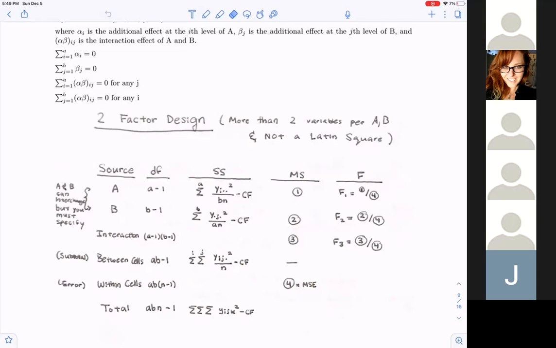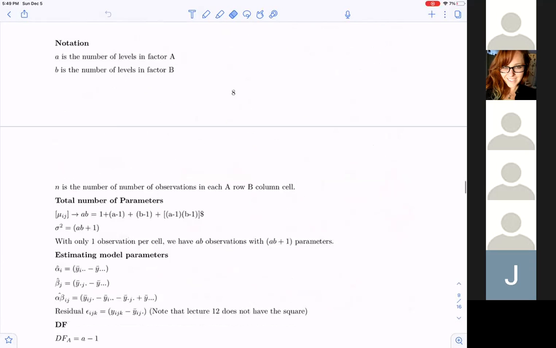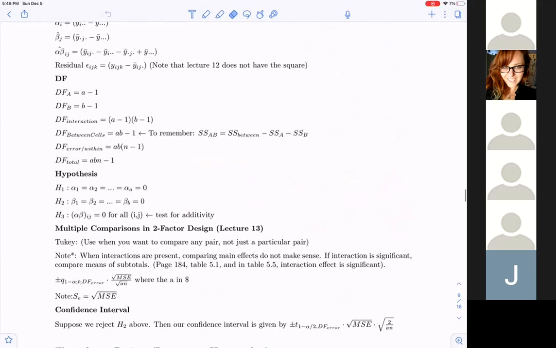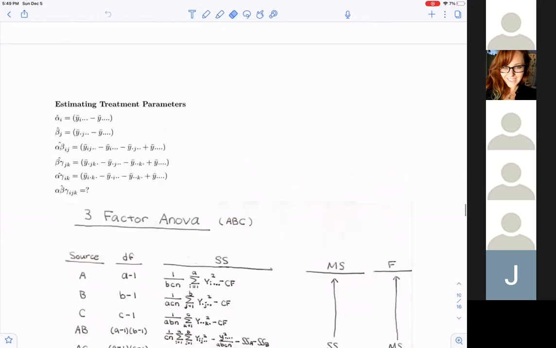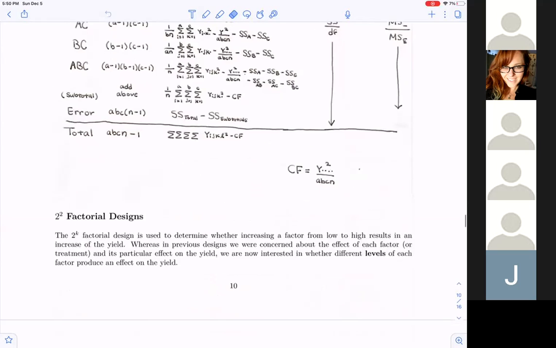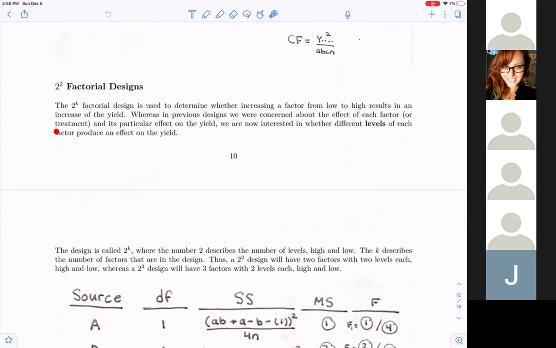But basically I wrote this in my final document here. So this portion sort of talks about why we have a 2 to the k factorial design. Let's go ahead and take a look and briefly read through that.